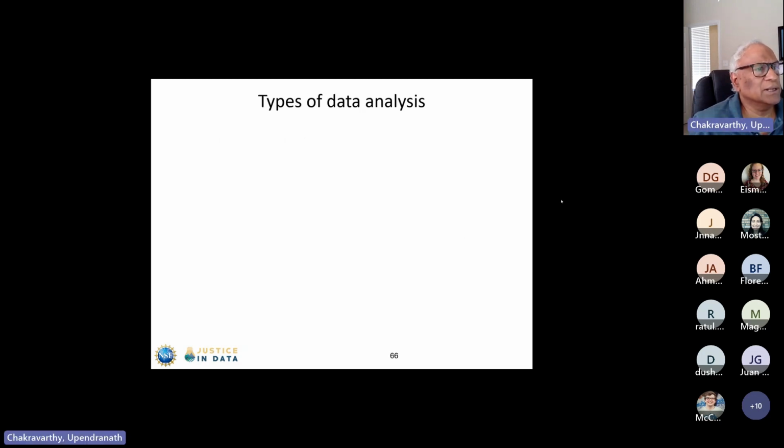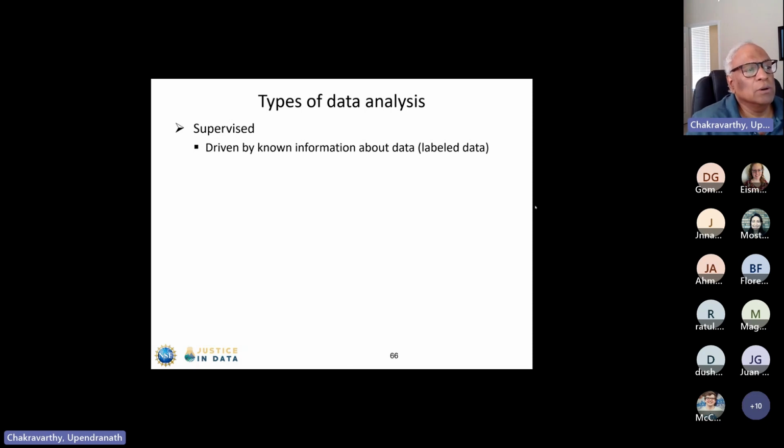So here is a list of two kinds of data analysis that we do. One is known as supervised. The other one is unsupervised. I think it's important to understand the distinction between these two. Supervised is driven by some known information about the data, and it's called labeled data. So we associate what is known as a ground truth. Ground truth is something that we know to be true for this data.